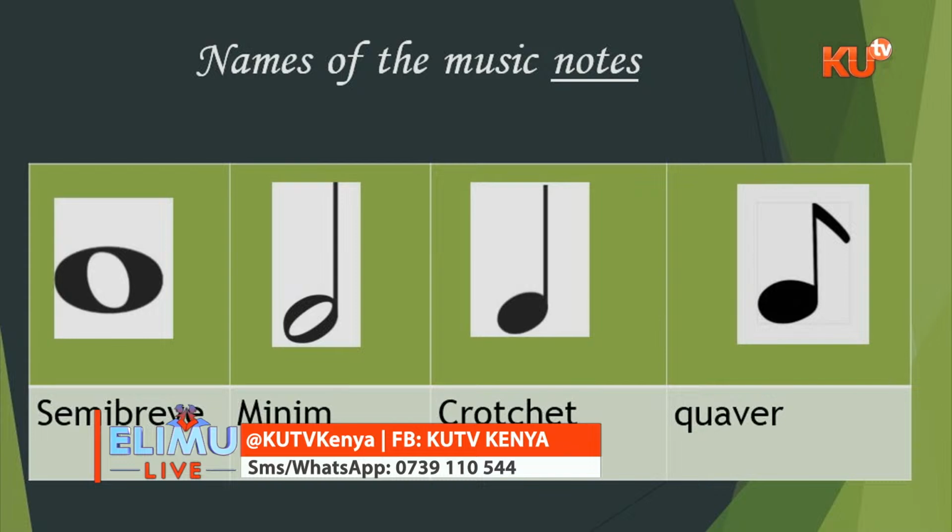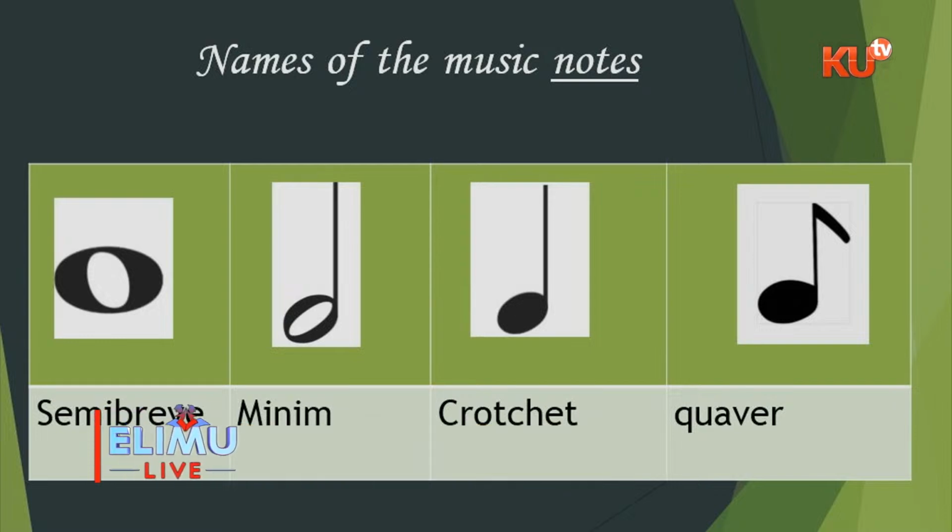The last one also resembles a crotchet, and it has an extension on top. This extension is called a flag or a tail. This last one is called a quaver. So generally these are the 4 music notes: semi-breve, minim, crotchet, and quaver that we are going to learn.